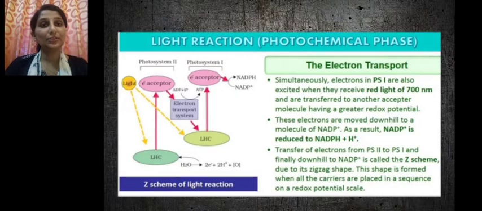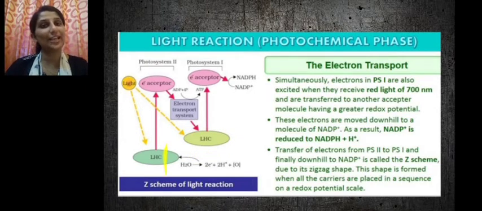Now let us learn about the events taking place in photosystem 1. We know photosystem 1 has a reaction center which absorbs light of wavelength 700 nanometers, and so its reaction center is called P700. And when it absorbs light of 700 nanometers, the electrons present in it get excited.